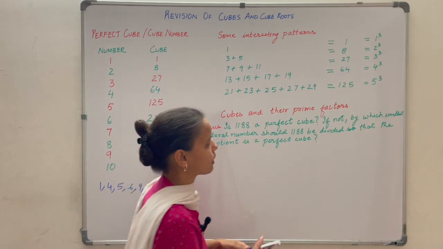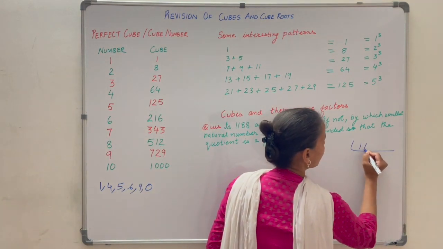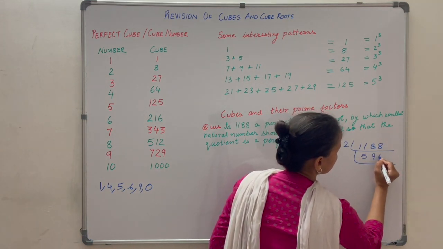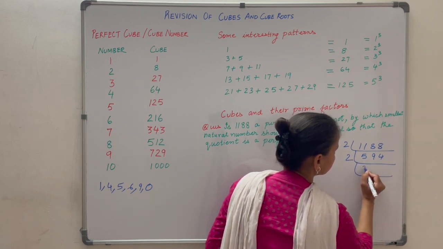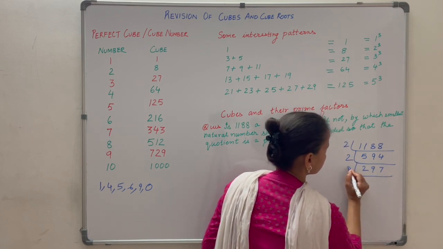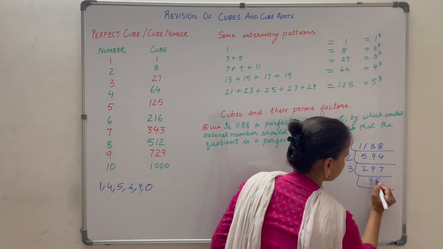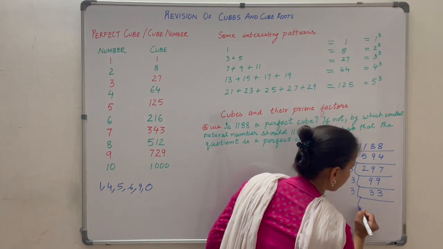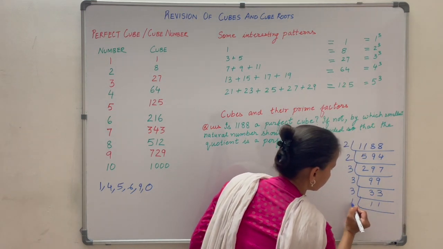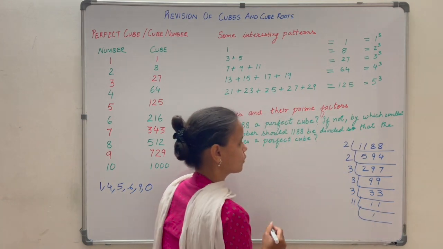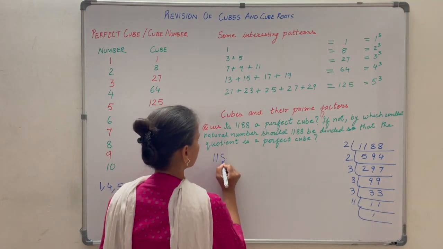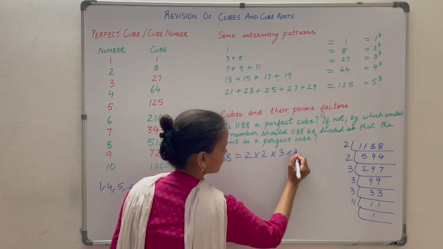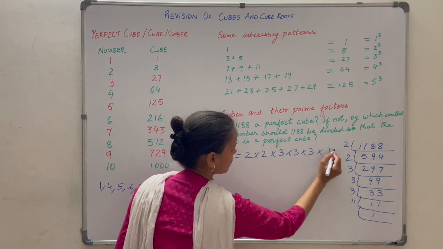So let us do the prime factorization of 1188. It will go by 2. Again it will go by 2. And then it will go by 3. It will go by 3. It will go by 3. It will go by 11. So what are the prime factors of 1188? It is 2 times 2, 3 times 3 times 3 and 1 time 11.